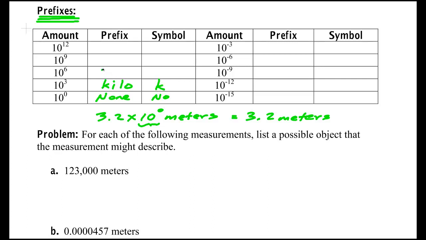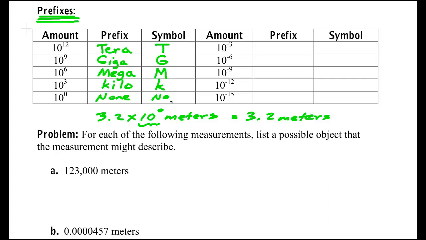10 to the 6th is mega, and it's a capital M. 10 to the 9th is giga. That's a capital G. 10 to the 12th is tera. So if that's a billion, that's a trillion. That's tera, capital T. So we talk about TeV, a trillion electron volts, when we're talking about the gigantic atom smasher, for instance, that just found the Higgs boson, we believe.